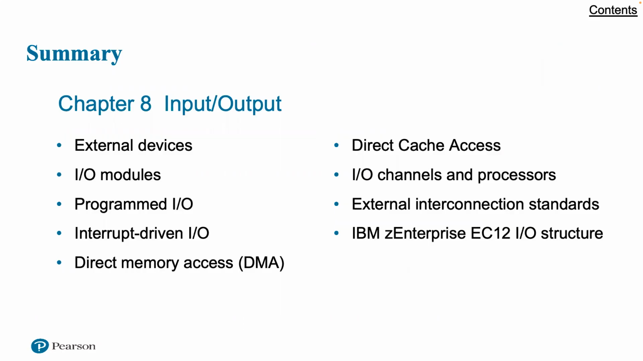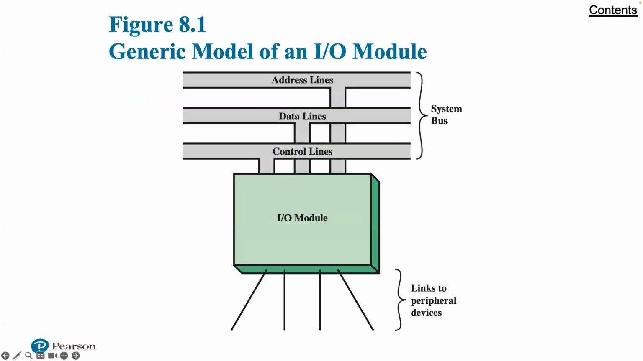And so I/O, input, output, we'll be talking about the various ways in which that's done. External devices, input and output modules, programmed I/O, interrupt-driven I/O, direct memory access, or DMA. And so these are various ways of how you can tap on the shoulder of your computer and get into it. You can have direct cache access. You can have I/O channels and processors, external interconnection standards, and finally, we'll talk about the IBM zEnterprise EC12 I/O structure. So a variety of things that we'll get a chance to get exposed to in the survey of input and output.